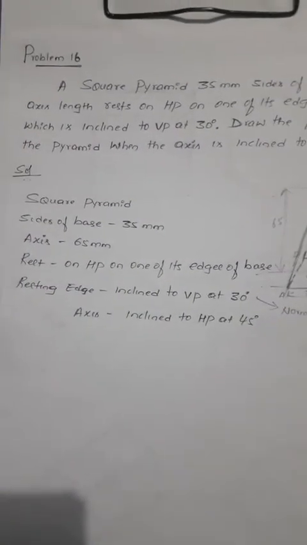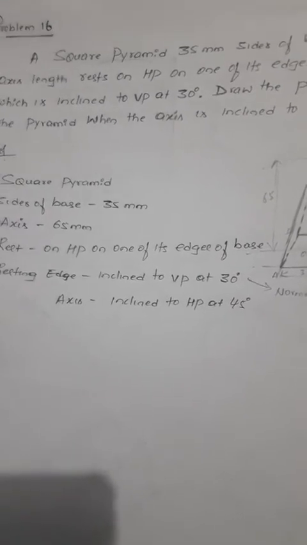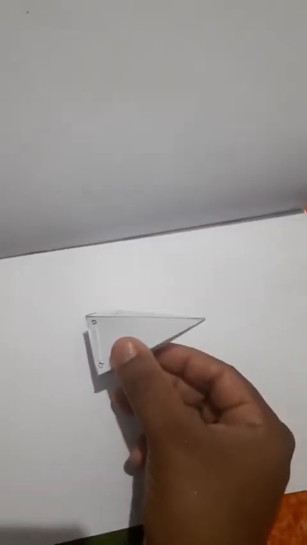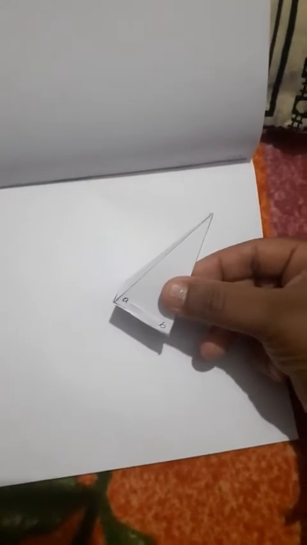Next, what is the third condition? The resting edge, what is the resting edge? It is CD, right? It is inclined to VP at 30 degrees. Now here the resting edge CD is how much? It is 90 degrees to the VP. Now we will rotate it like this, 30 degrees to VP, right? That is here showing HP. Now the third position, top view. Then this is the third position, front view, right? This is the concept of the problem.